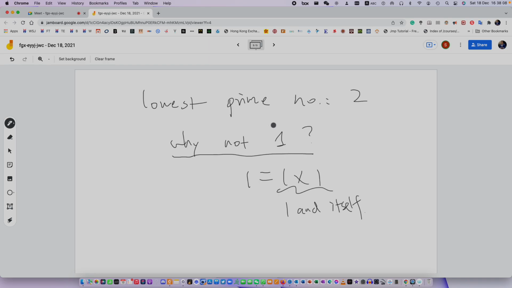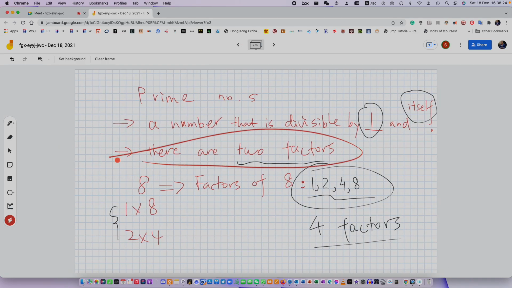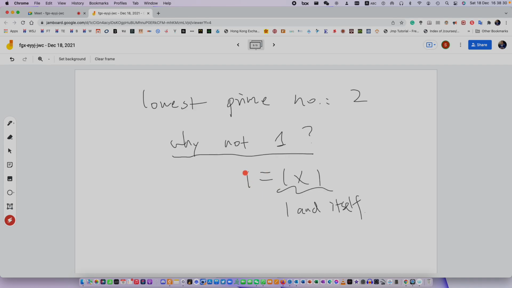So why not 1? Why not 1? 1 in itself, right? Because what's the second statement? There are 2 factors. So for 1, how many factors do you have here? So the factors of 1 is what? 1 only. So does it meet the 2 factors requirement? No. So therefore 1 is not.